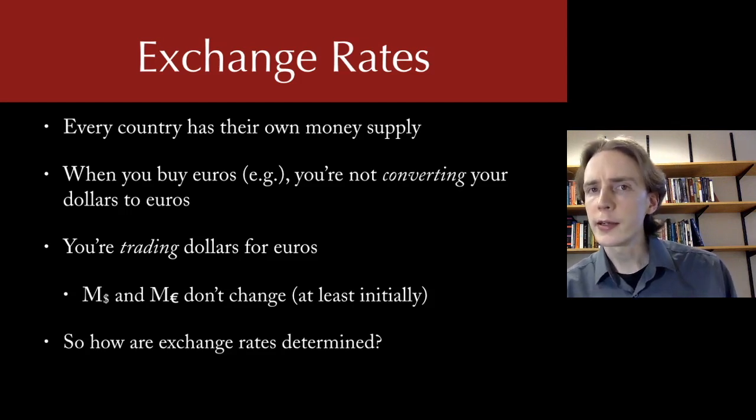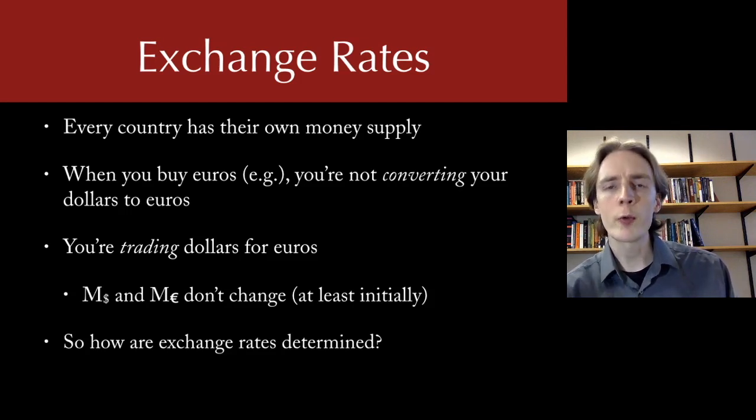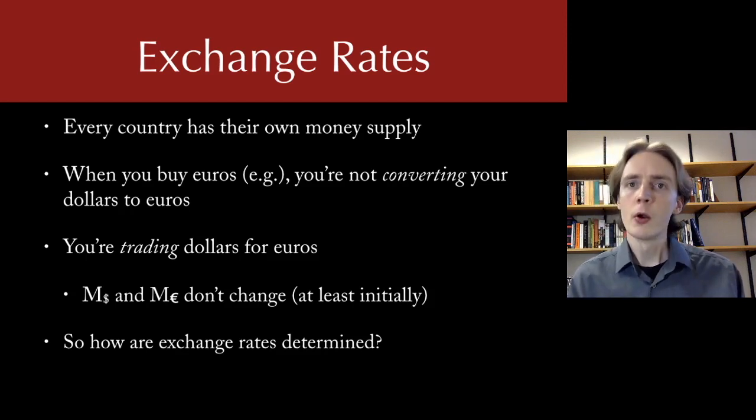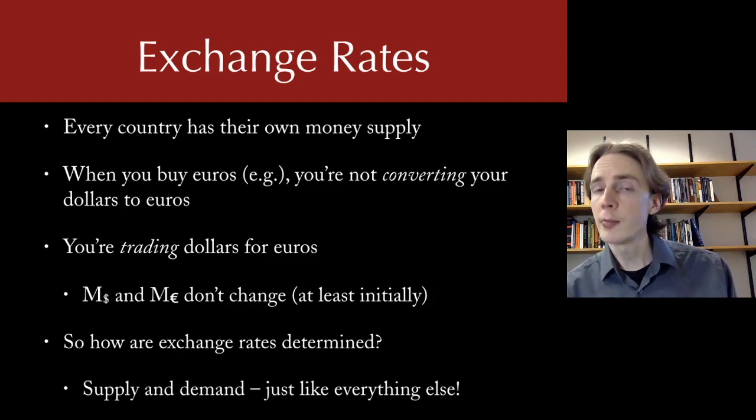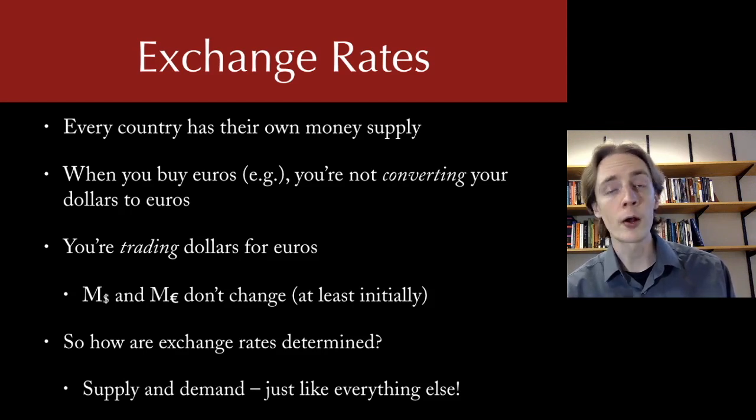So how do exchange rates get determined? What determines the rate at which you can trade dollars for euros, or vice versa, or any other exchange rate? Well, essentially it's going to be supply and demand, just like anything else. There's a supply of dollars in terms of euros and a demand for dollars in terms of euros and vice versa. And the value of a dollar in terms of euros on the margin, that's going to be the exchange rate. How much the marginal buyer is willing to pay for a euro in terms of dollars.